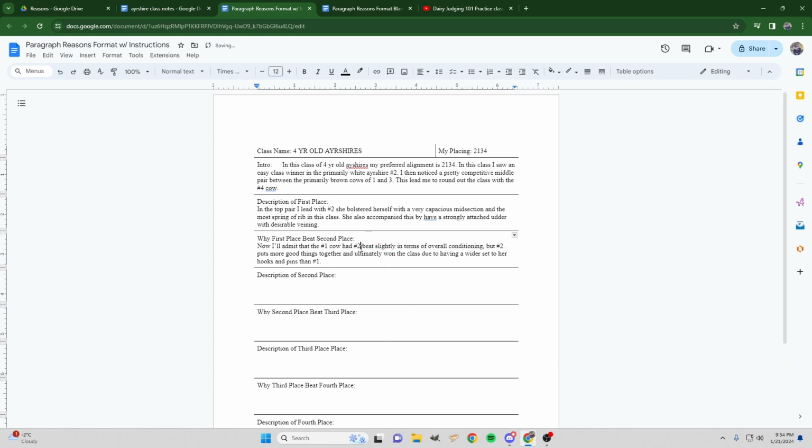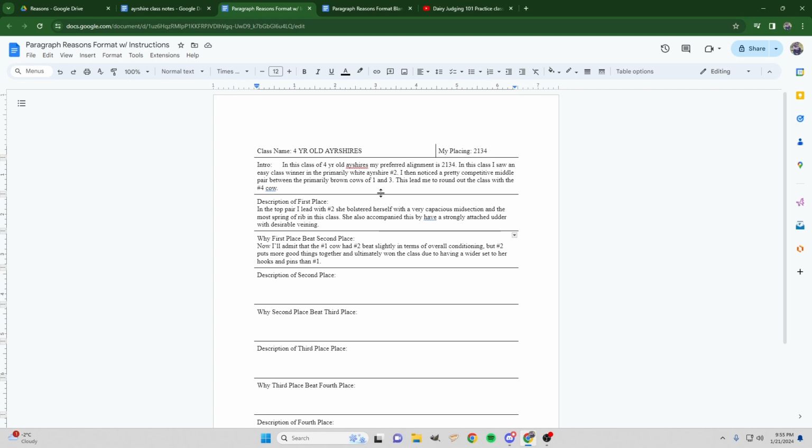Let me correct that. In this class of 4-year-old Ayrshires, my preferred alignment is 2-1-3-4. In this class, I saw an easy class winner in the primarily white Ayrshire number 2. I then noticed a pretty competitive middle pair between the primarily brown cows of 1 and 3. And this ultimately led me to round out the class with number 4. In the top pair, I led with number 2, as she bolstered herself with a very capacious midsection and the most spring of rib in this class. She also accompanied this by having a strongly attached udder with desirable veining.